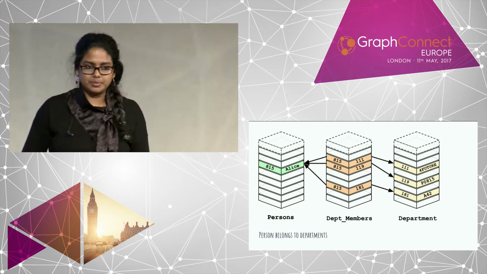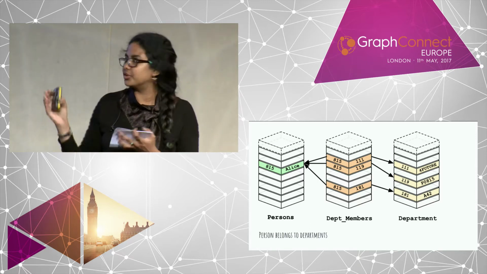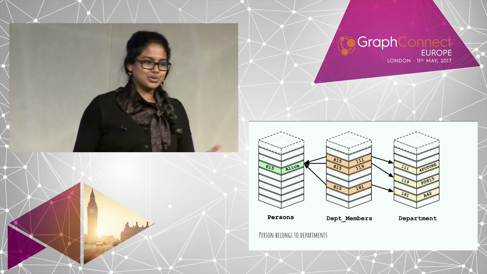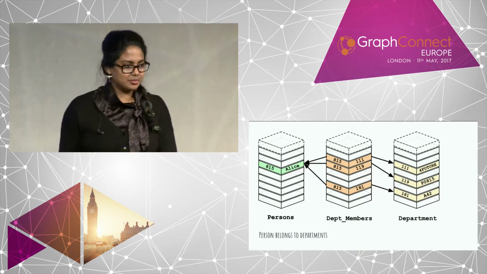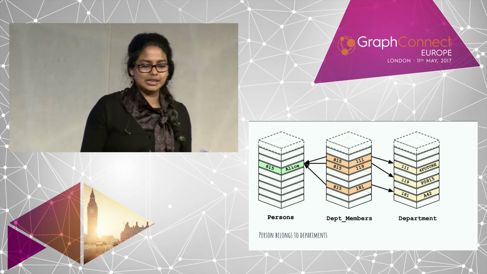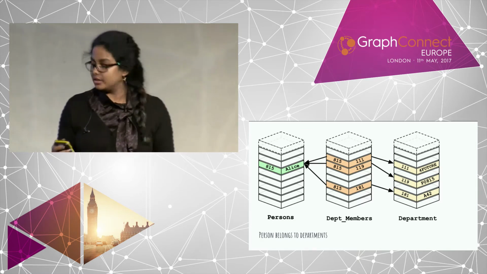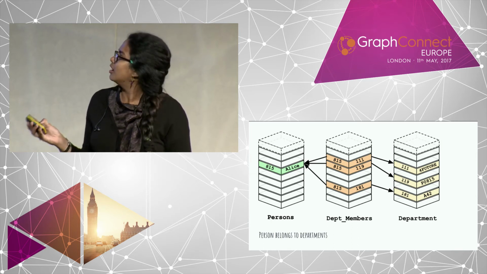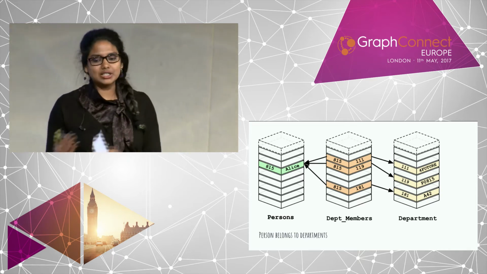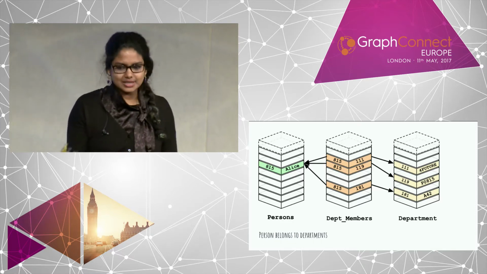An example to illustrate the point is a typical use case where you want to represent a person belonging to different departments. In a relational database, you would have a persons table, a department table, and a department members join table, which maintains the relationship between Alice and the departments that she belongs to. You can see that Alice has an ID of 815, and that is stored in the department members join table, linking to the department primary key IDs, which are 111 and 119.